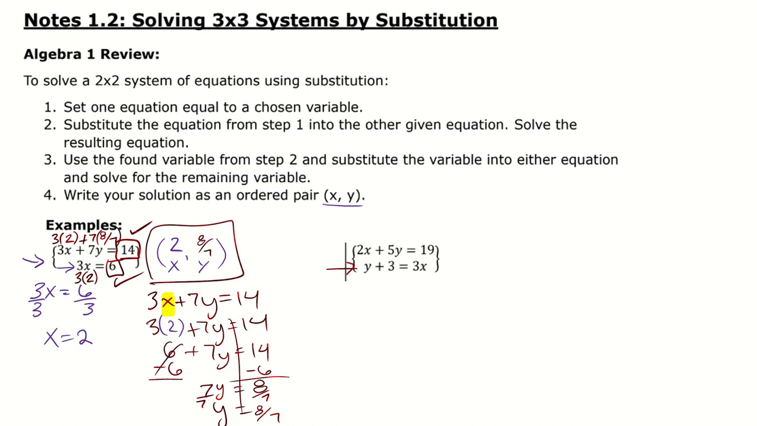Okay, so the next example is going to show you that the second equation is also the one you want to start with because the y is by itself. However, on this one, you're not going to have a value right away. You're going to have an expression. So here we want to have the y by itself. We subtract the 3 on both sides.